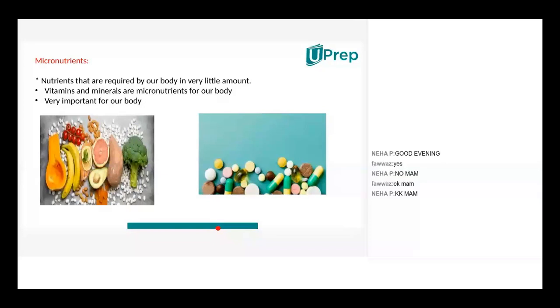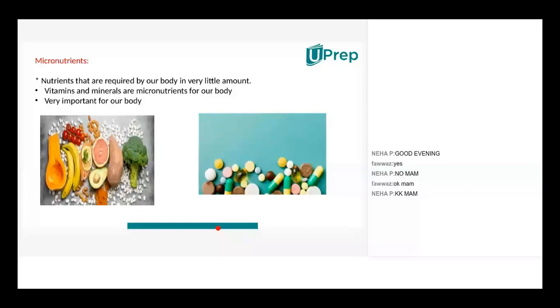Now, Neha, can you tell me what is the literal breakup of the word micronutrients? Micronutrients. Yes, what are micronutrients? Give a literal breakup. What does the word say? Micro means small and nutrients what we get from food. Very good. Excellent. That is exactly what I wanted to ask.